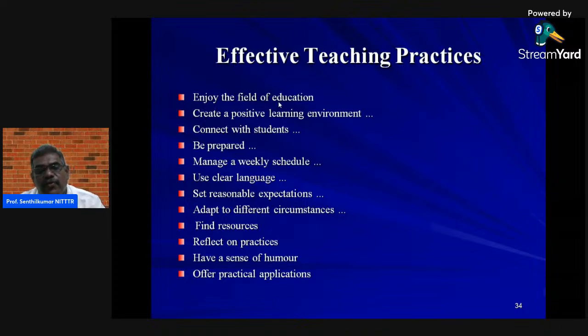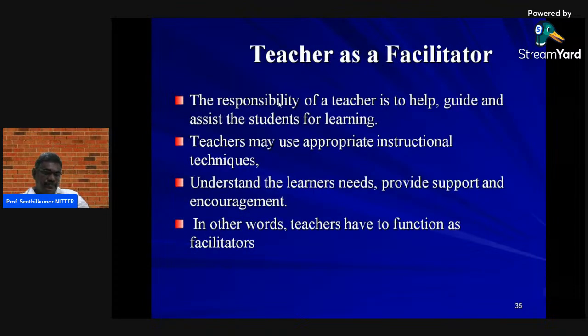Have a sense of humor. You have to give suitable examples in an easy way, and tell it with some humor. A sense of humor is necessary for a teacher, and it is also a way to help students understand and to deliver your content to them. Offer practical applications. Nowadays you also give internships and in-plant training. These are certain practical applications.